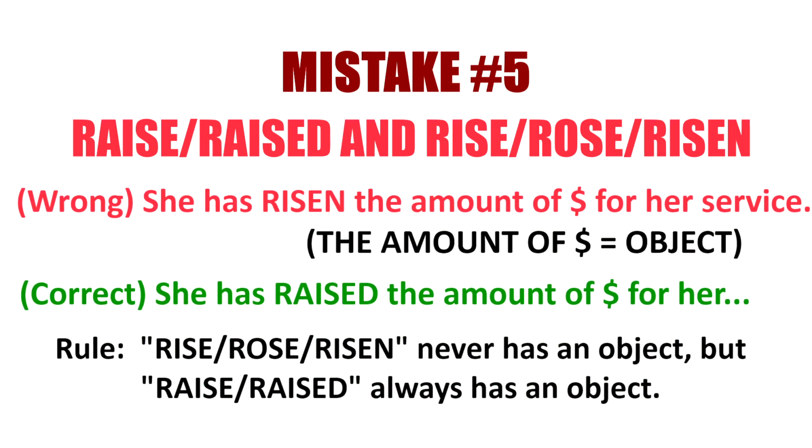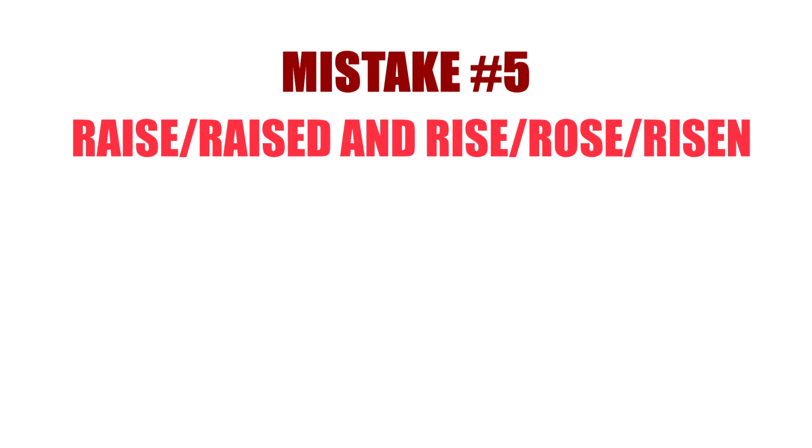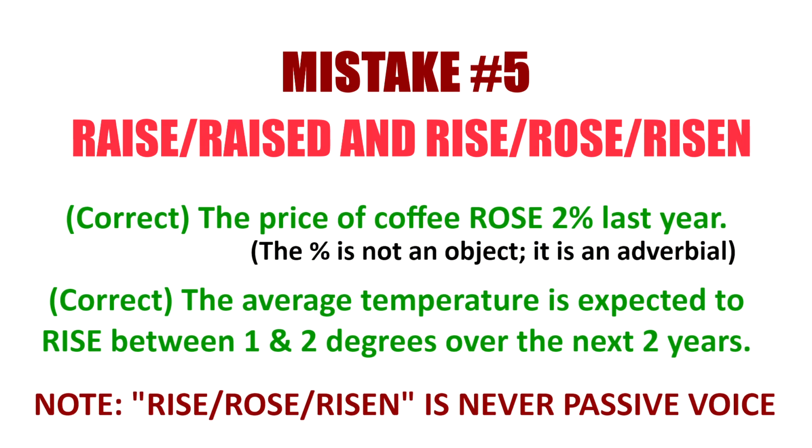Or if you said she has risen the amount of money for her service. This is wrong because the amount of money is an object. Better, he raised his arms. Or she has raised the amount of money for her service. So let's look at some example sentences from IELTS. We say the price of coffee rose 2% last year. This is correct because there is no object. So the price of coffee rose 2%. Note, 2% is not an object here, it's an adverb.